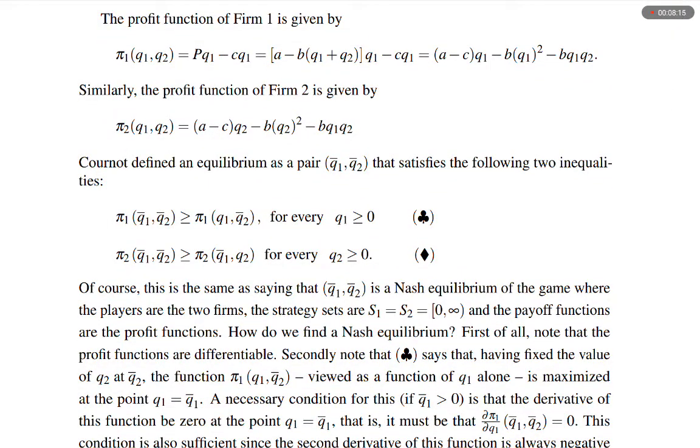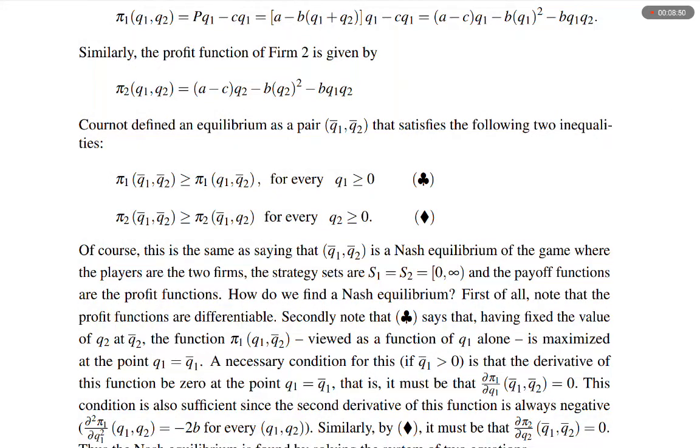The profit function of firm 1 is given by π₁(Q₁, Q₂) = P·Q₁ − C·Q₁ = [A − B(Q₁ + Q₂)]·Q₁ − C·Q₁ = (A − C)Q₁ − B(Q₁)² − B·Q₁·Q₂.